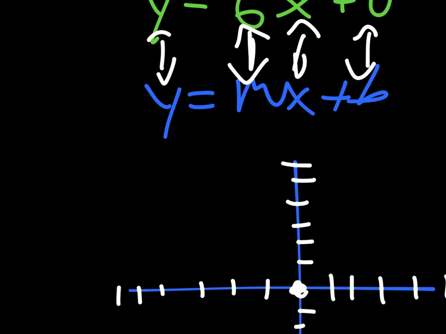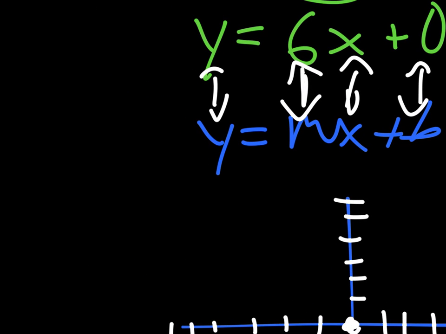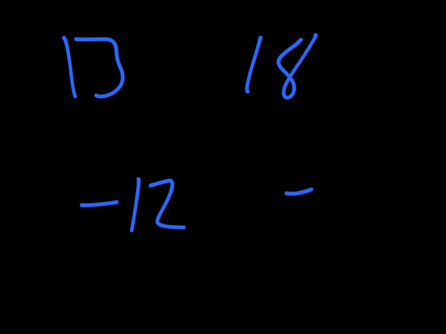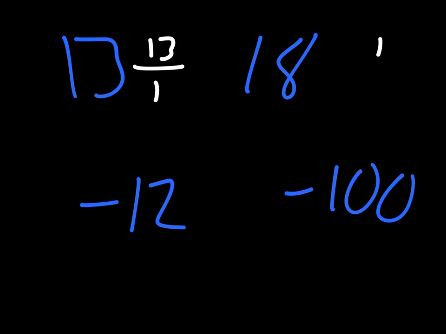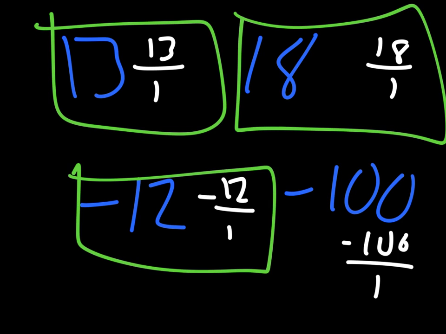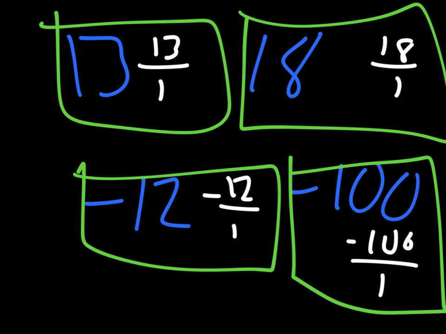When we have a regular number as our slope, like 6 here, we know that every number has a denominator of 1, okay? I'll teach you a side lesson real quick. If I have 13, 18, negative 12, negative 100, we know that all these are the exact same thing as 13 over 1, 18 over 1, negative 12 over 1, negative 100 over 1. You can put anything over 1 and it is still itself. These are all equal to each other.